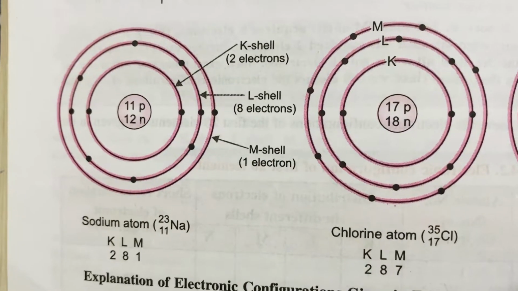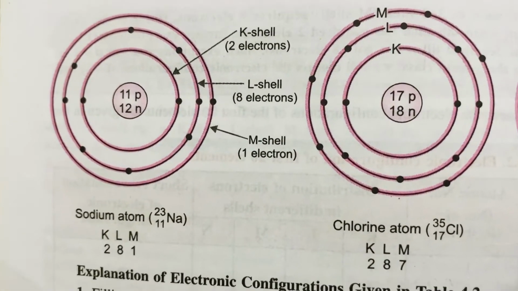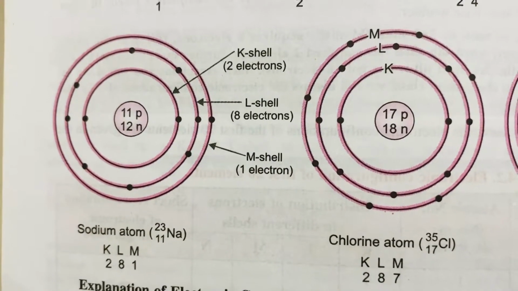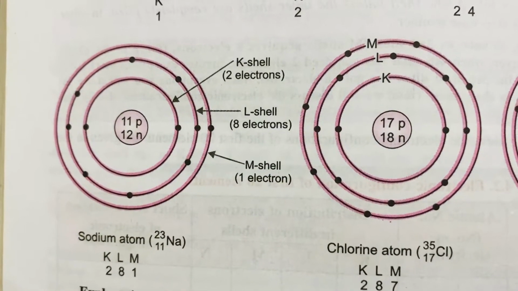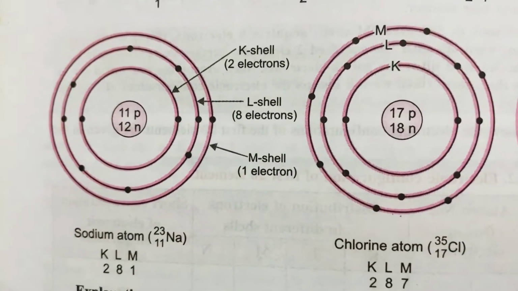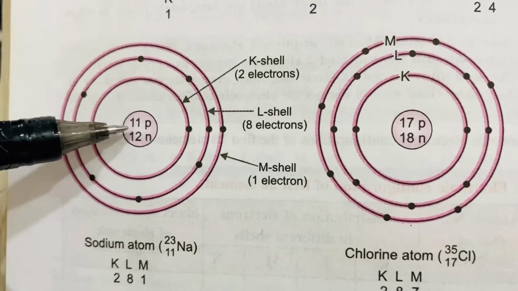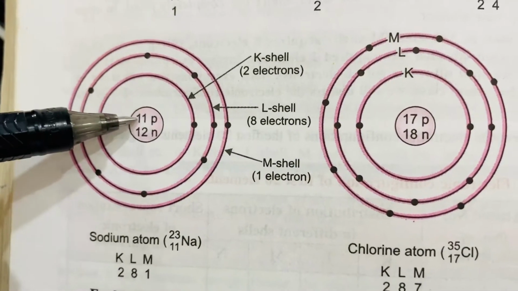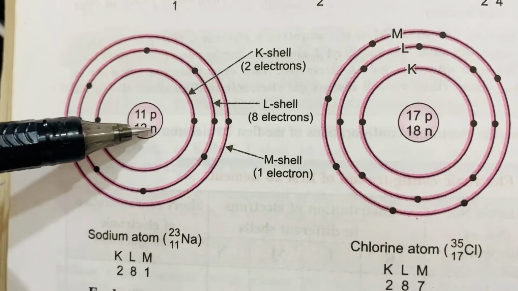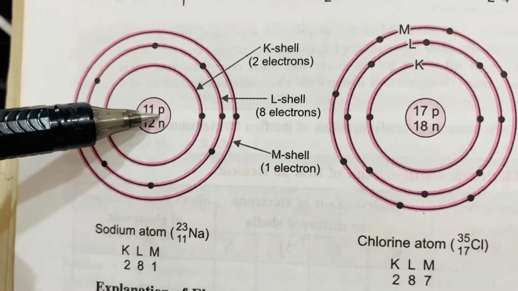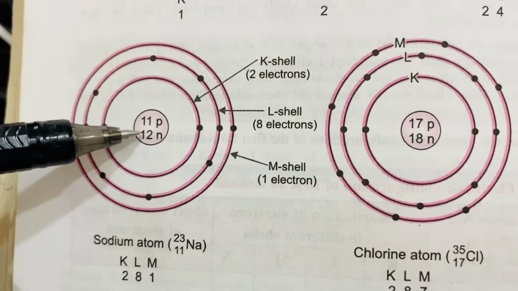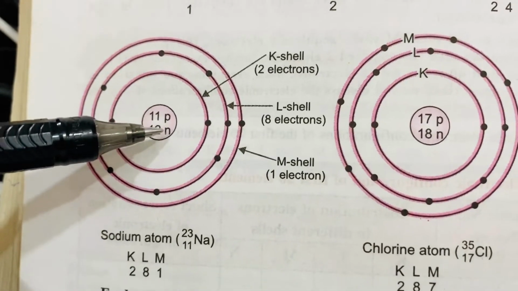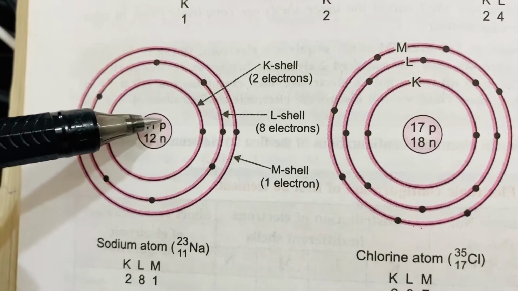Good morning, students. We are doing our chapter Structure of Atom, chapter number 4. In this chapter, we are learning the structure of atoms of different elements. We have already learned that the atom consists of a nucleus which is located in the center of the atom. This nucleus contains protons and neutrons. Protons are positively charged particles which give positive charge to the nucleus, and neutrons are neutral particles. So that's why the nucleus is positively charged.